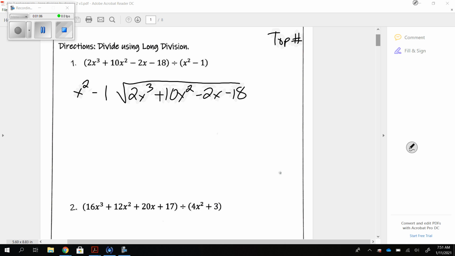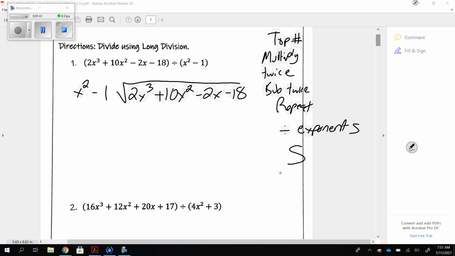All right, and all the steps we're going to do, we're going to take the top number, then we're going to multiply twice, then subtract twice, then repeat. All right, and a lot of this you have to use your common sense, okay? And this is why we went over how to divide exponents. Remember, when you divide exponents, you subtract them. Subtract them, please. All right?